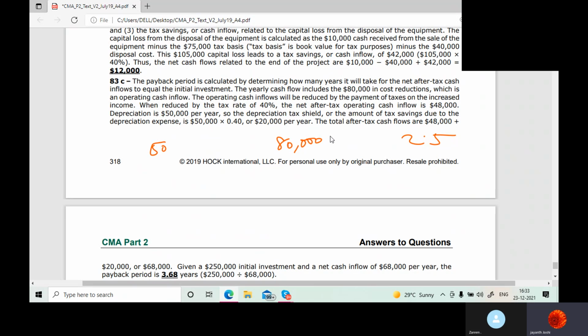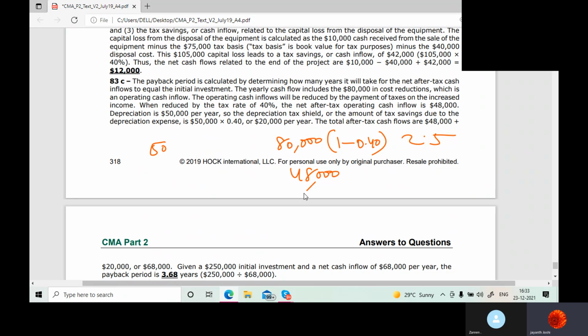But you need to remove the tax also, no? I'm removing, yeah, I did it. Okay. So I can take 1 minus 0.40, I can take 0.60. 80,000 times 0.60 is 48,000. Correct? Yes, 48,000.